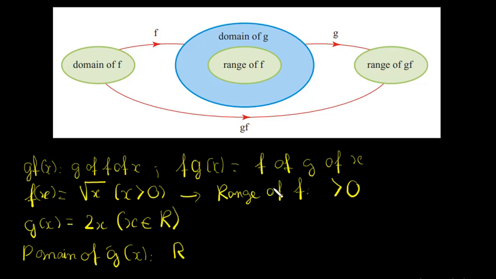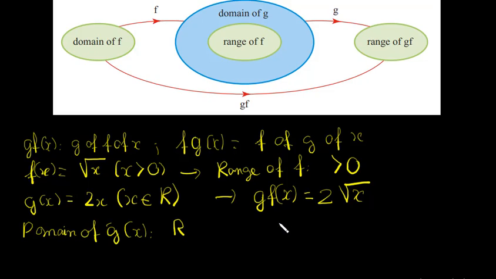You can see that the range of f, which is greater than 0, will be contained within the real numbers, because any real number has two parts: one part is smaller than 0 and one part is greater than 0. So this one is contained within this one, and we can find the composite function g of f of x, which equals 2 multiplied by the square root of x.